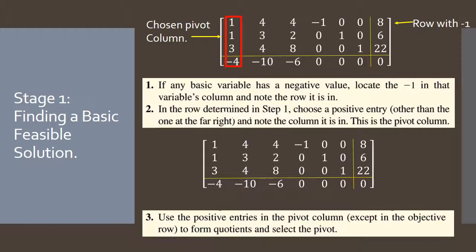Now we use the positive entries in that column, and we divide just like we've done before. And we get that 8 divided by 1 is 8, 6 divided by 1 is 6, 22 divided by 3 is 7 1/3. So it looks like our pivot row is going to be that second row, and the 1 in column 1, row 2 is going to be our pivot. Now this is actually kind of nice because it's already 1, which means I don't need to multiply that row by anything. I can go straight into pivoting.